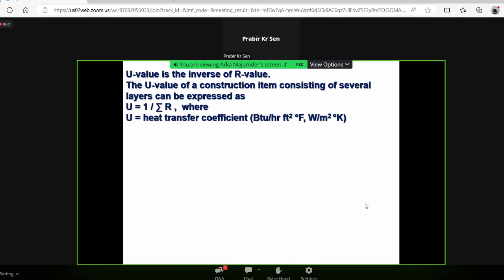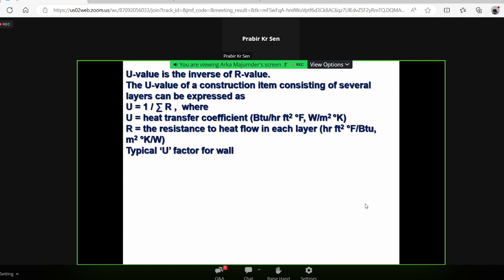U is inverse of sigma R for a wall or a roof which has composite components like brick or RCC, then insulation, then over insulation, some coating, etc. So we have to take the R value of each component of the construction material and then add them together, then take inverse of the summation to get the U value of the composite material. Next. R is the resistance I told. Next.